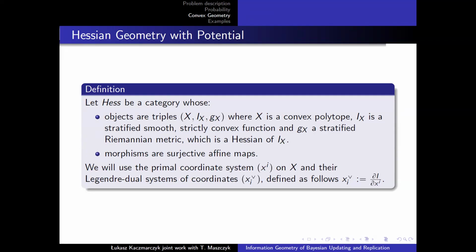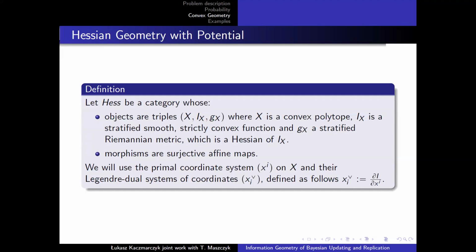Of course, again, stratified by simply taking Hessian of this thing that from now on I shall address as either information potential or metric potential, because of the potential that generates metric through Hessian. And for morphisms, we still stick to surjective affine maps.